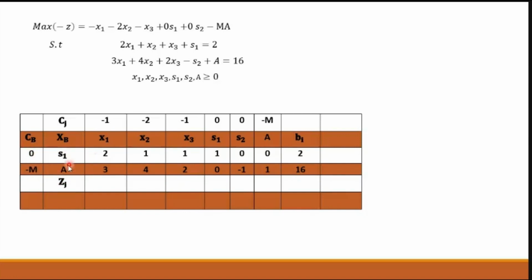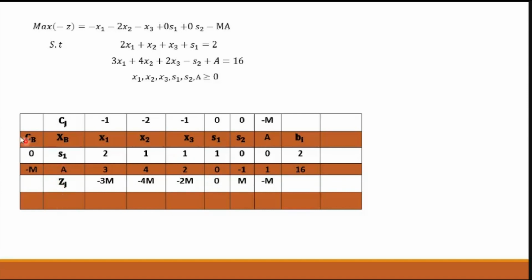0 into 2 plus minus m into 3. 0 सिंप्लेक्स में सब कुछ 0 होता था, बट यहाँ पे बिग एम में 0 नहीं होता है. तो 0 into 2 plus minus m into 3, so minus 3m. 0 into 1 plus minus m into 4, minus 4m. यहाँ पे ये पूरा टर्म खाली इसका पार्ट बचेगा. 2m. This is 0. This is m. This is minus m.